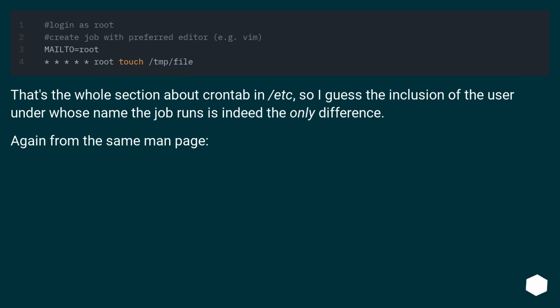That's the whole section about crontab in /etc, so I guess the inclusion of the user under whose name the job runs is indeed the only difference.